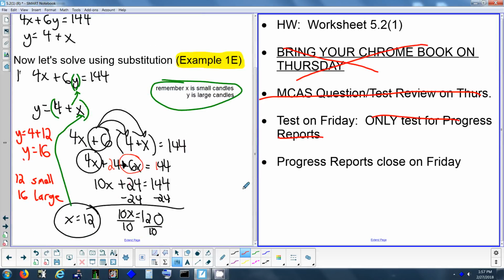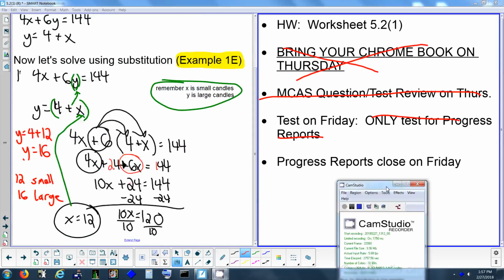Remember, guys, tomorrow we have the guest speaker. So we'll have maybe 30 minutes of class. All we're going to do is work on review stuff. Nothing new tomorrow. And then the second half of section 5.2 we'll do on Thursday. And then you guys have a test on Friday.